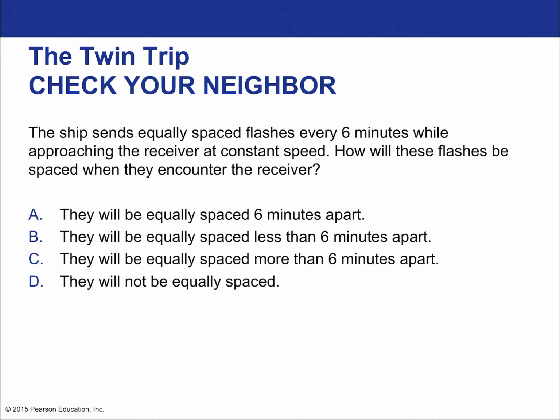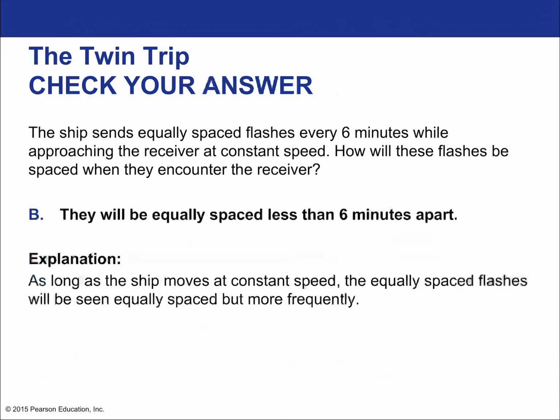Okay, so the ship sends equally spaced flashes every 6 minutes while approaching the receiver at constant speed. How will these flashes be spaced when they encounter the receiver? All right, they will be equally spaced with some value less than 6 minutes apart. You'd have to know the Lorentz factor. And again, in the example before, we assumed it was 2, and it could be any amount depending on how fast they're going relative to the speed of light.